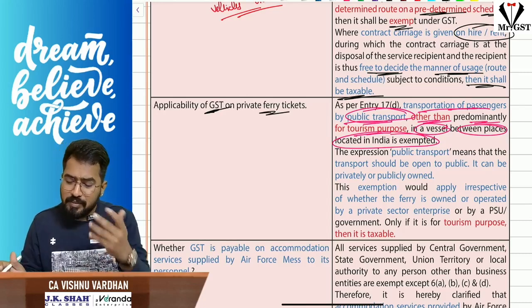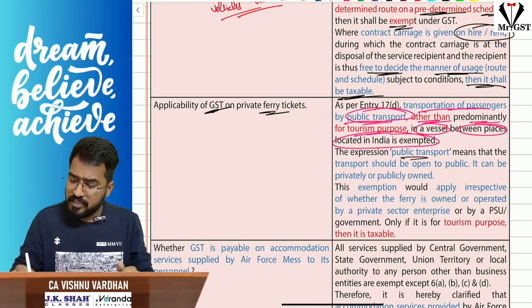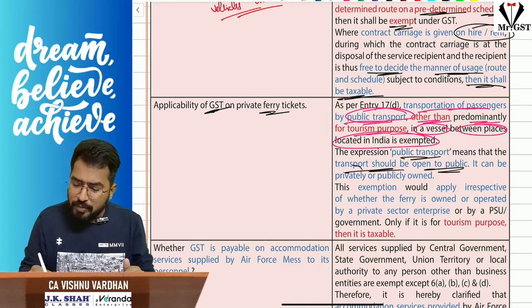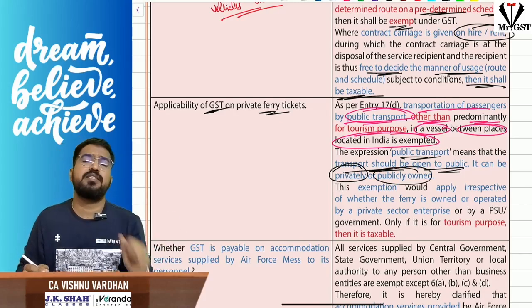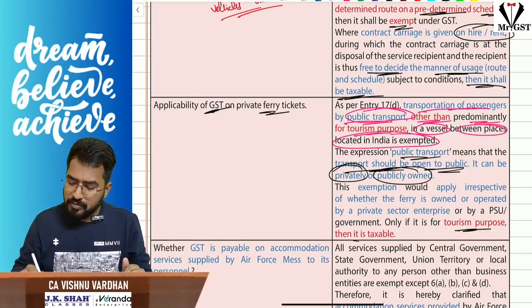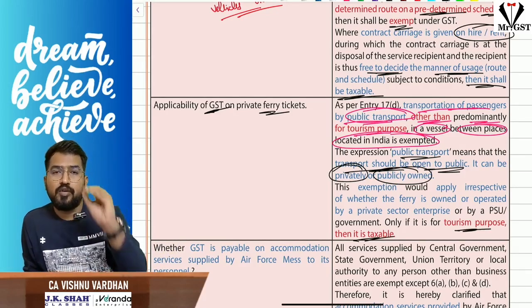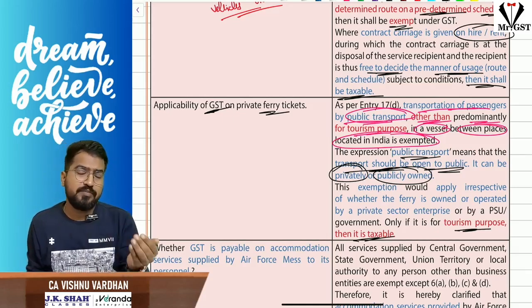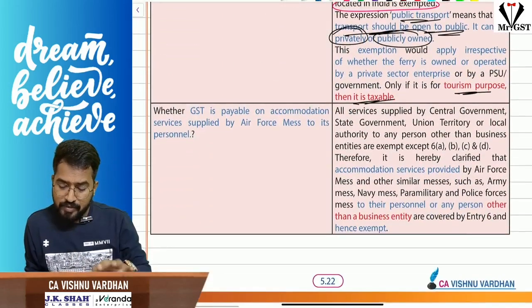The answer is, public transport means that which is open to the general public. Whether it is operated by a private person or it is public owned or government owned, it doesn't matter. It is exempt under GST. So that is the concept. Only if it is for tourism purpose, then it is taxable. Okay, so I repeat here, public transport means only that meant for the general public. Whether the owner is a private person or the government, it doesn't matter. Okay, that is another one.